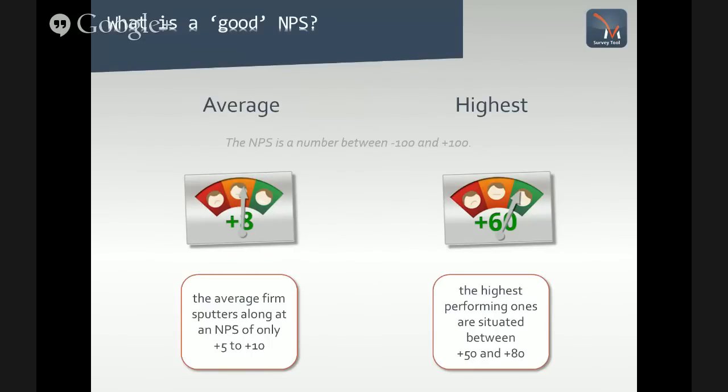Now, a question that we always get is, what is a good NPS? When we look at that, we see that the average is just above 0, because the NPS number actually goes from minus 100. If everyone gave you a score of 6 or less, you would have a minus 100. If everybody gave you a 9 or 10, you'd be at plus 100. So most scores are just above 0. And then there are some extreme examples of companies with great customer loyalty that can even score above 50 to 80. That's extremely rare.